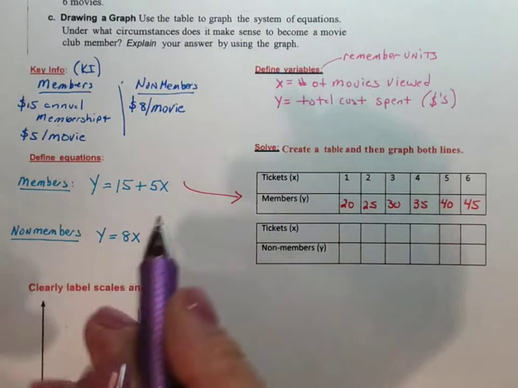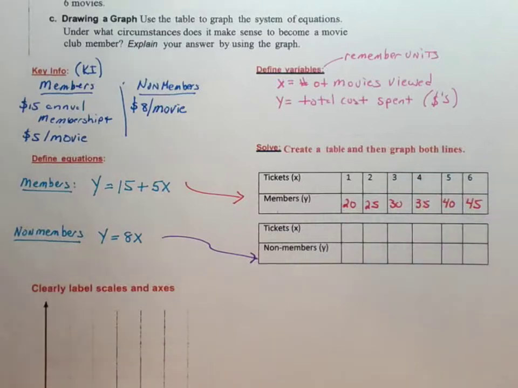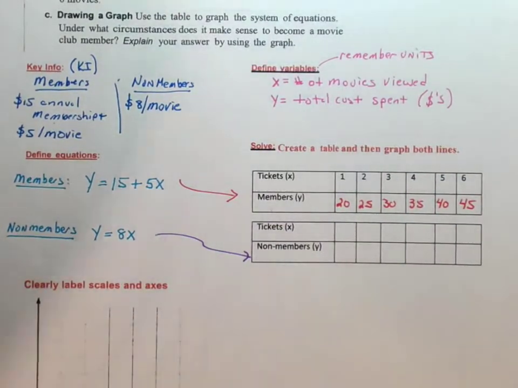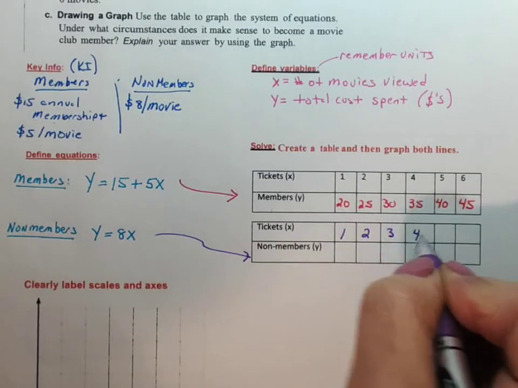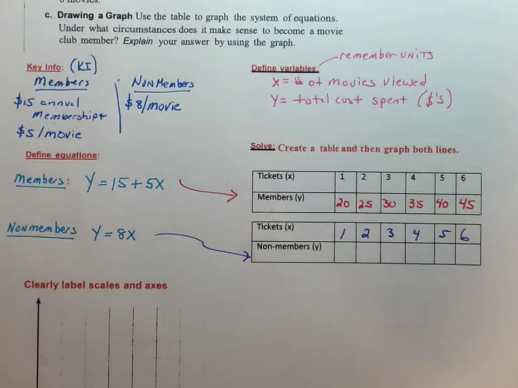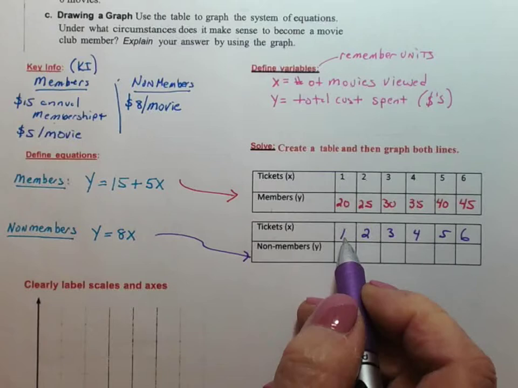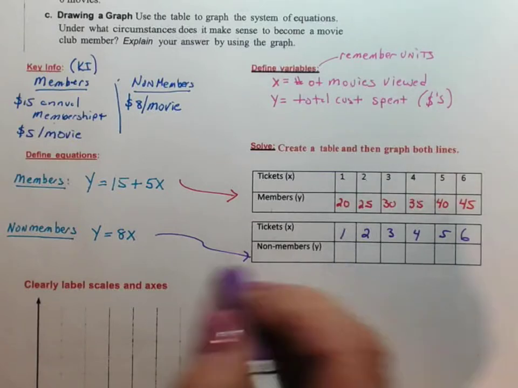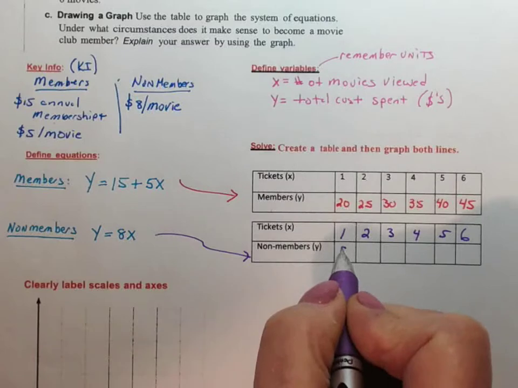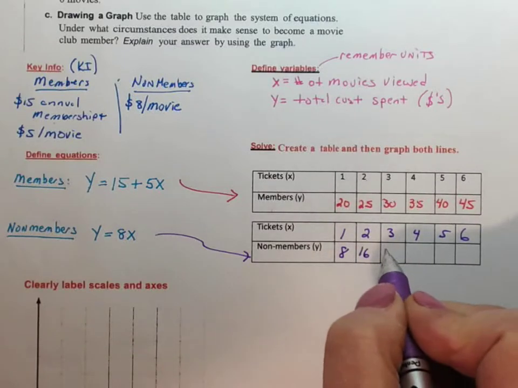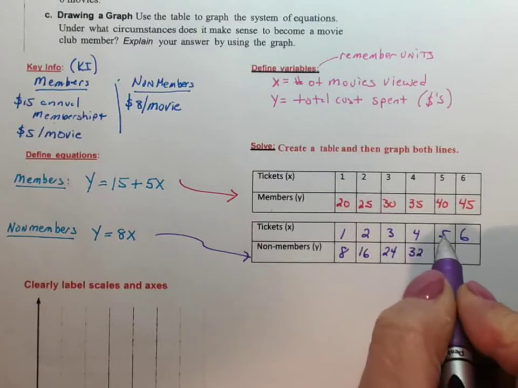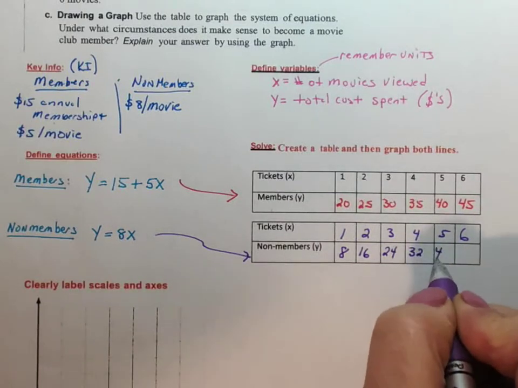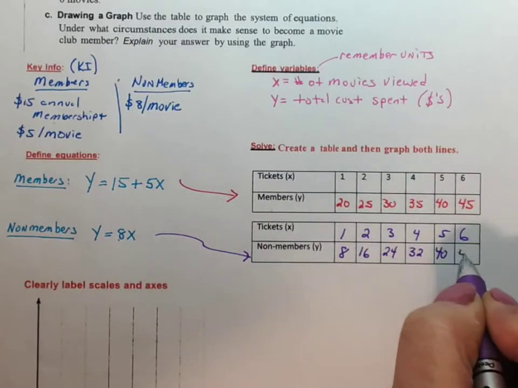Now, non-members. Let's make a similar table. We're talking about 1, 2, 3, 4, 5, or 6 movies. And every movie they go to, they spend $8. So one movie is 8, 2 is 16, 3 is 24, 4 is 32, 5 times 8 is 40, 6 times 8 is 48.